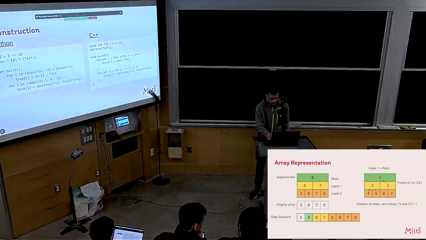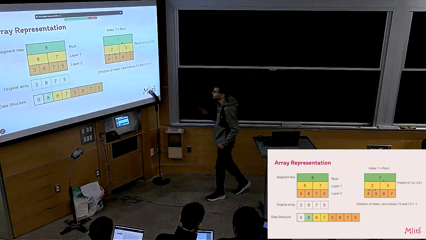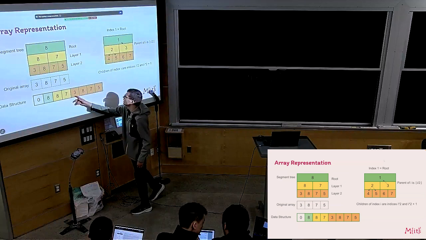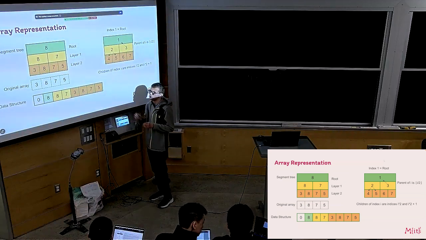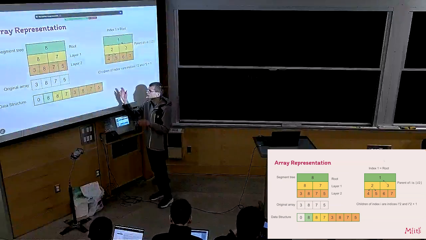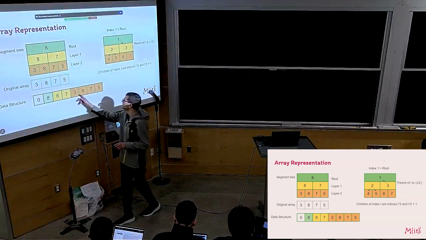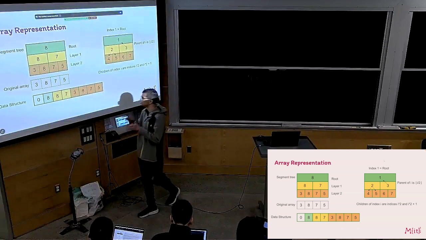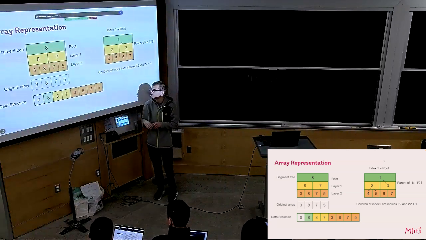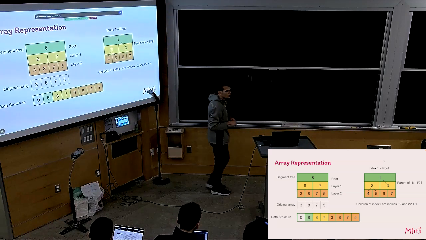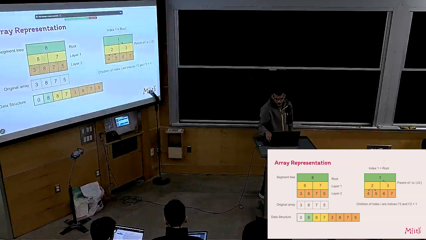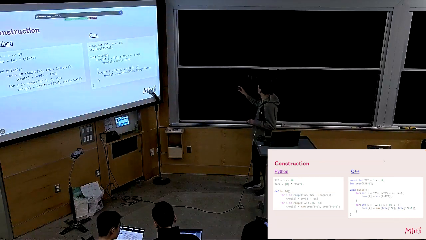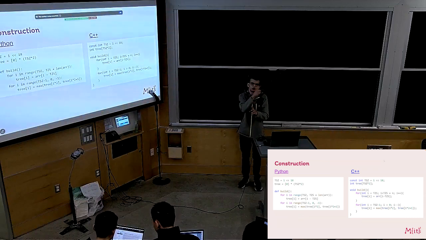The other thing to note: let's say the bottom layer has length n, and n is a power of 2. Then the total size of the segment tree will be n plus n over 2 plus n over 4 and so on. This is just a geometric series, and the sum of that is 2n. So in total, we will use 2n space, where n is the size of the array rounded up to a power of 2.